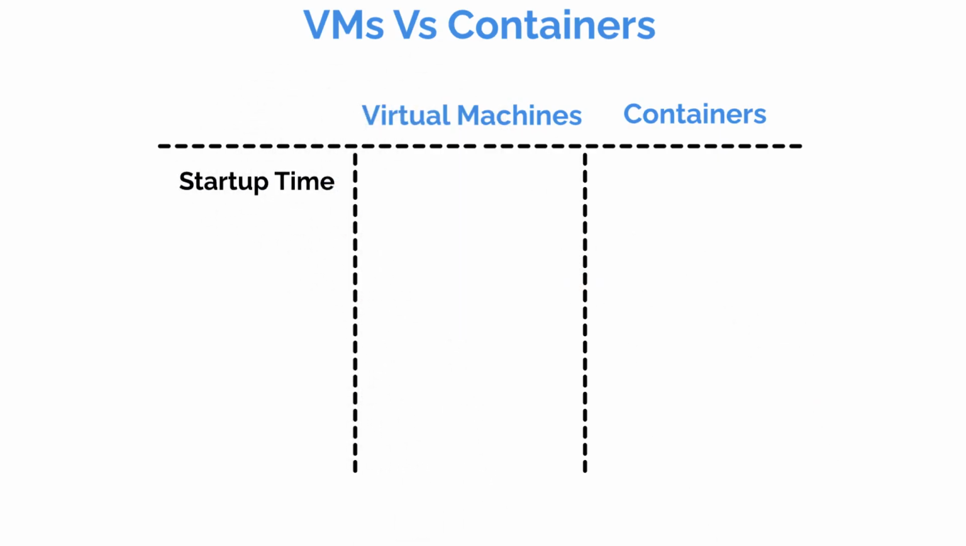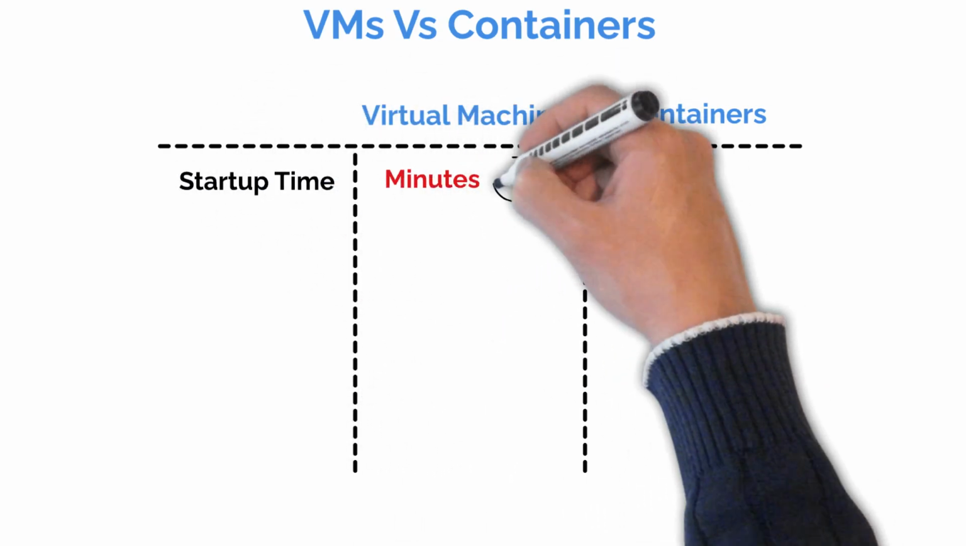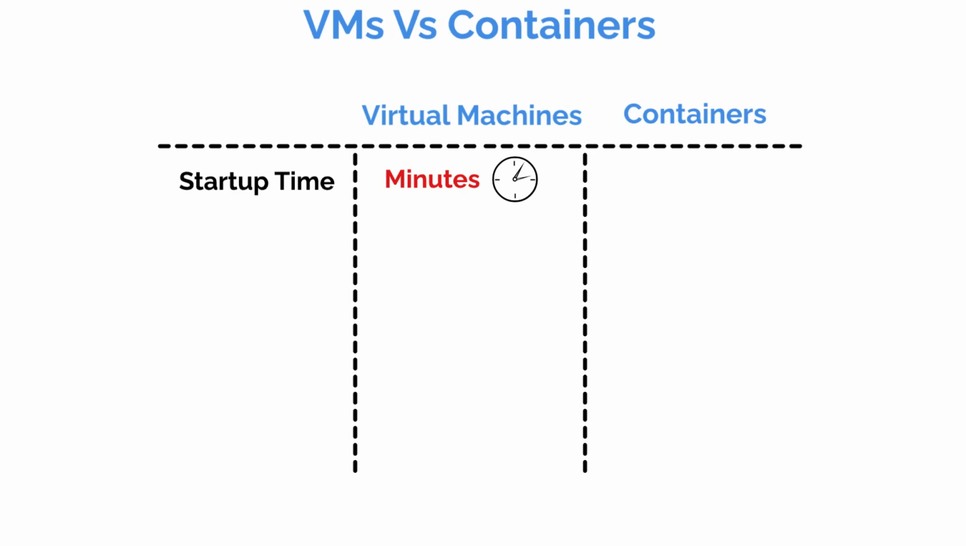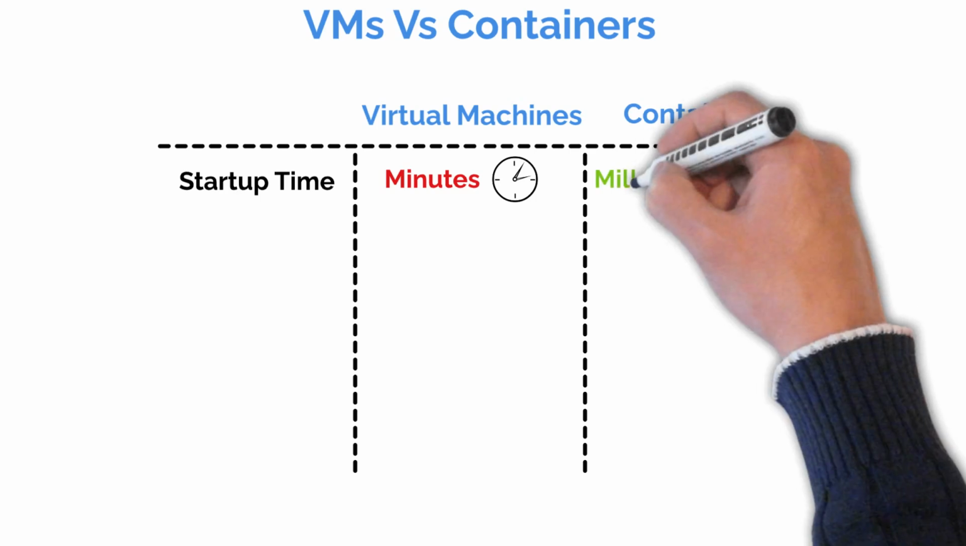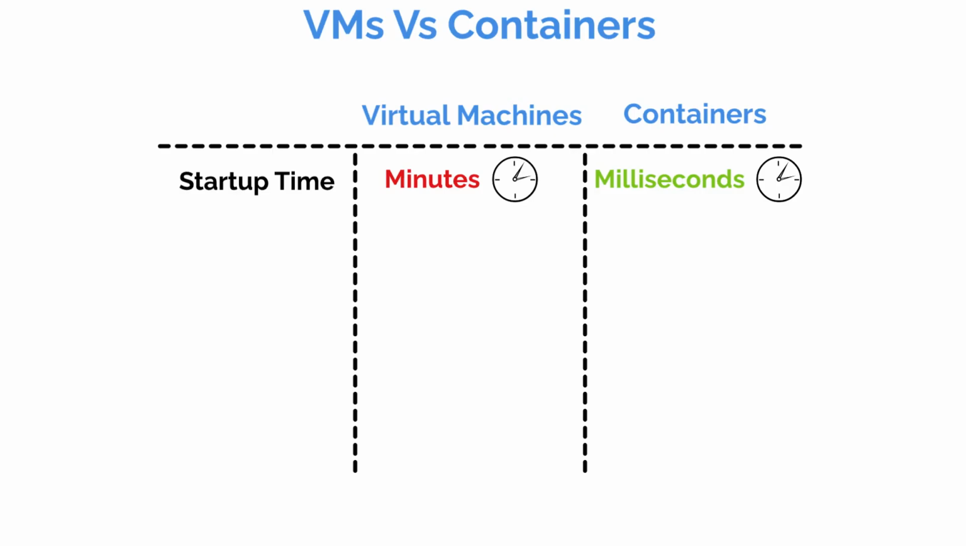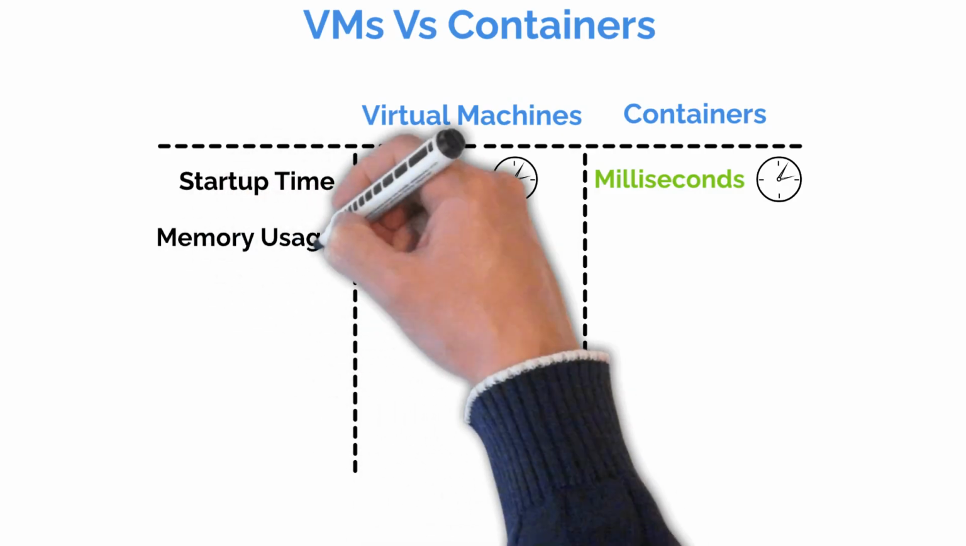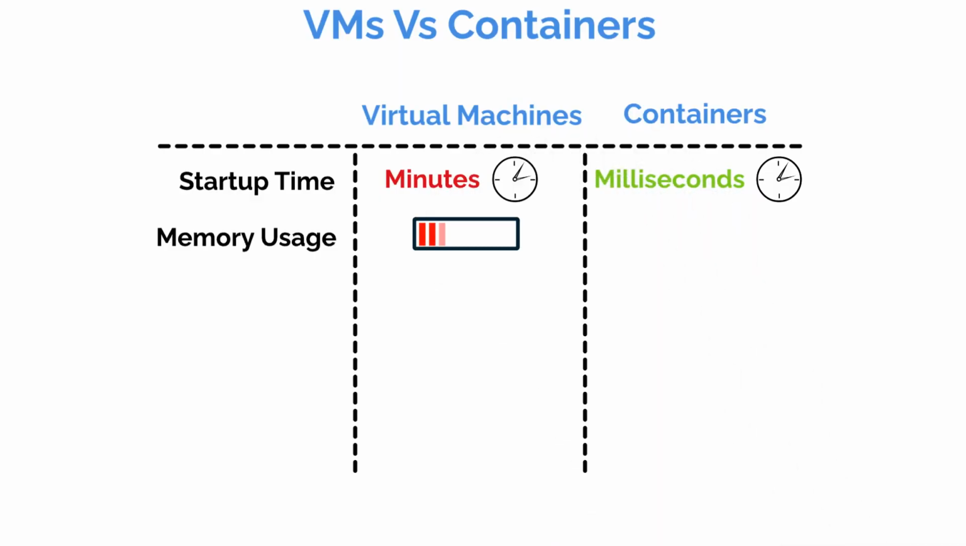Startup time. Virtual machines can take minutes to boot because they need to load a full operating system. Containers, they start in milliseconds. That means faster deployment and easy scaling. Memory usage. VMs use a lot of memory since each one runs its own OS. Containers share the OS kernel, making them much more memory efficient.